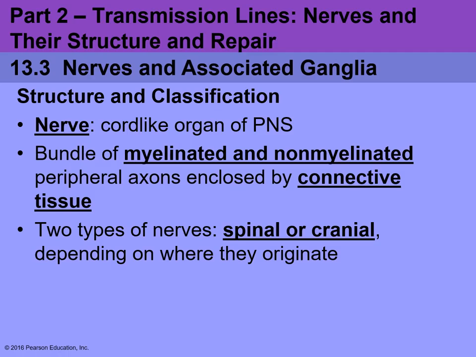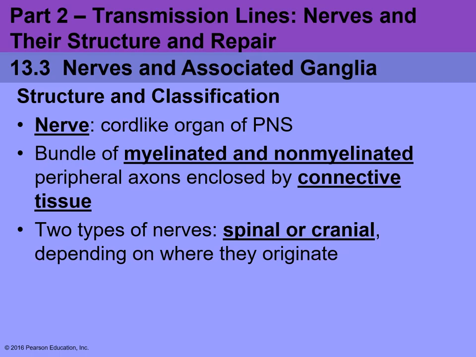So how are the nerves structured? How are they repaired in the peripheral nervous system? In terms of structure and classification, the nerve itself is considered an organ. You have a bundle of myelinated and non-myelinated axons that are going to be held together by connective tissue.